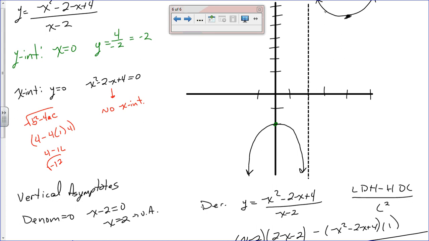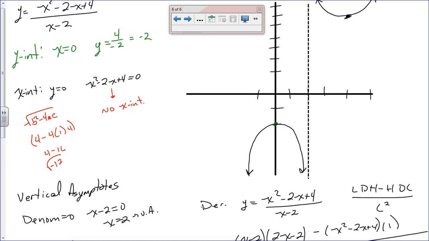We knew it was decreasing at 3 and increasing at 5, so we know we had a parabola opening up with its minimum, with its vertex, at x equals 4. All right, so that is what our graph looks like.